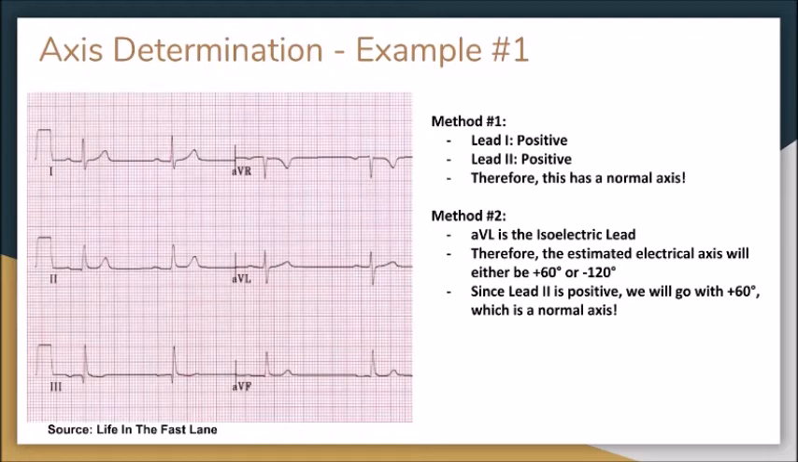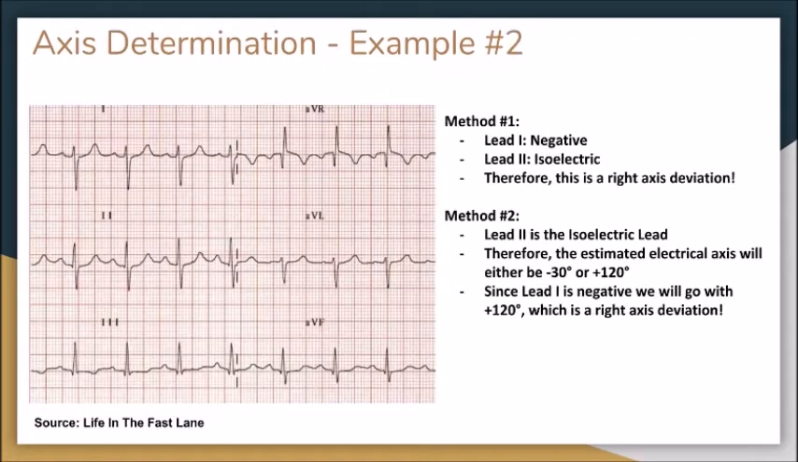So now let's move on to the second example. Here's example 2. Now in this case, method 1 and method 2 will actually end up being the same thing, and I'll show you why. So let's start by finding lead 1. This QRS here is negative, right? And lead 2 is actually isoelectric. So this actually turns into method 2 because lead 2 ends up being isoelectric.